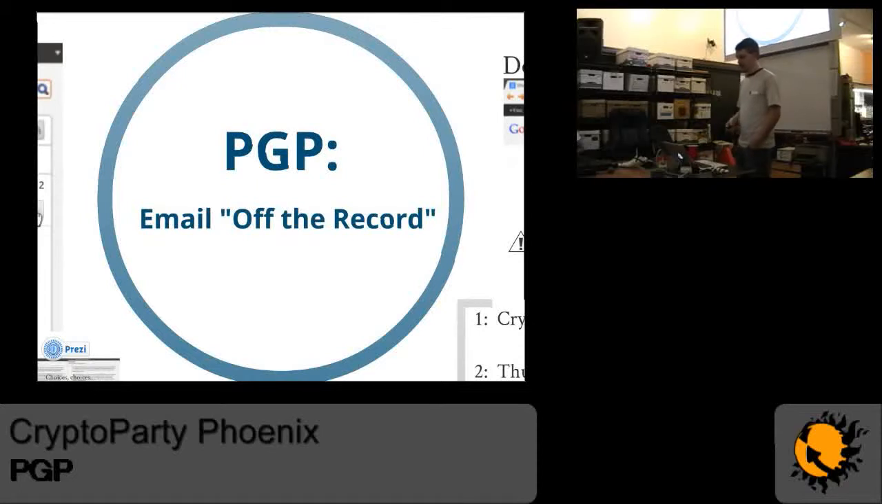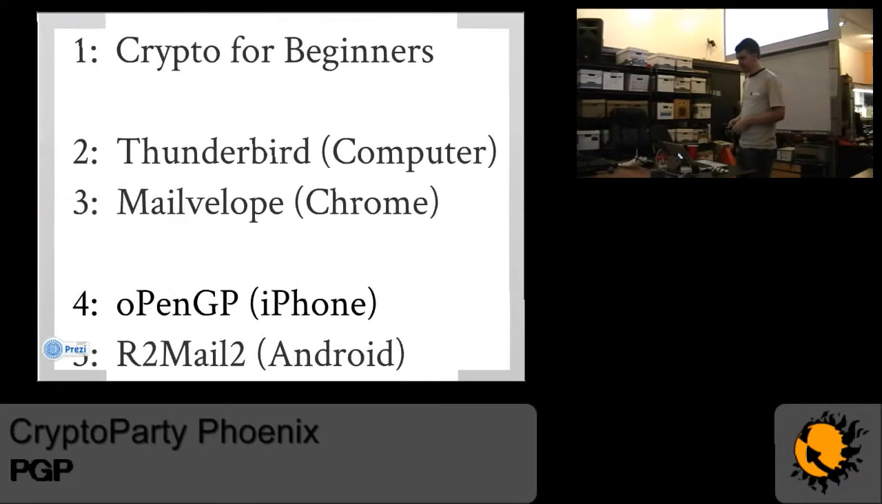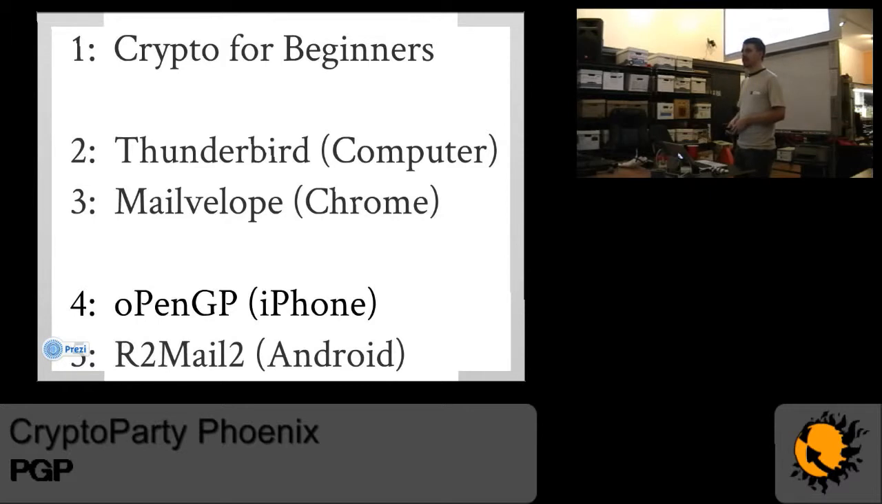All right. So PGP, I'm nicknaming it here email off the record. The idea of PGP, it's called pretty good privacy, and it's actually really good privacy. PGP is a way of encrypting a message, and the idea behind it is that when I encrypt a message, I'm encrypting it for you, and only you can read it. And I'm using your public key to encrypt it for you.